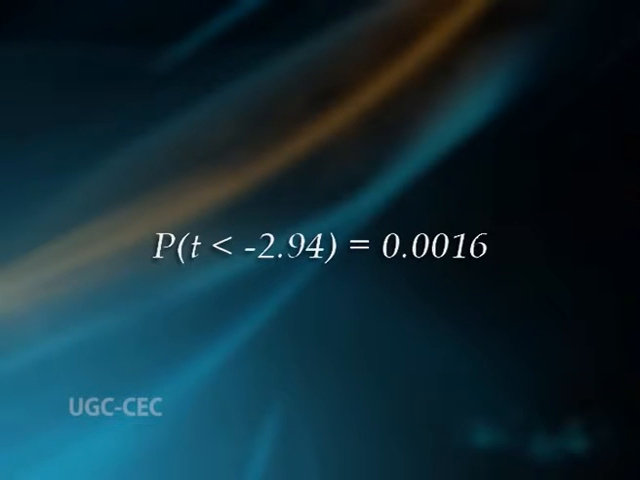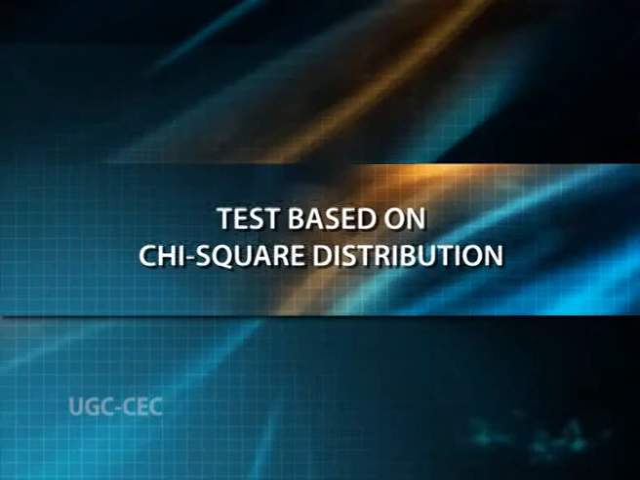Note: by p value approach, from standard normal table, the p value, probability of t less than minus 2.94, equal to 0.0016. Since p value less than the significance level 0.05, reject H naught.